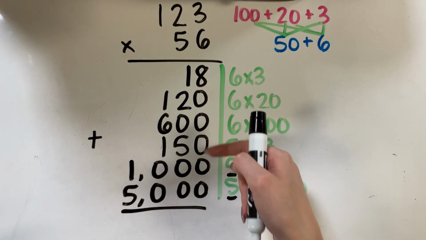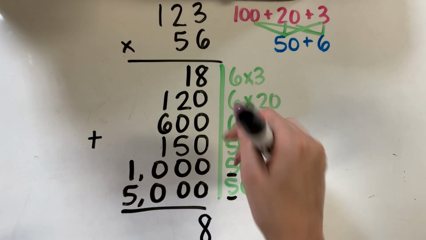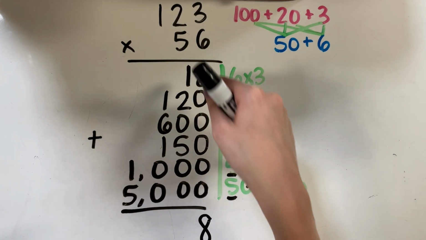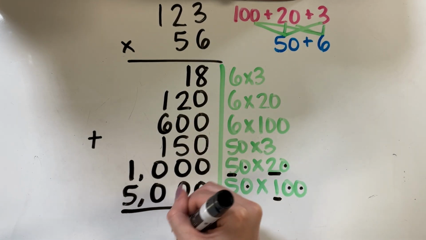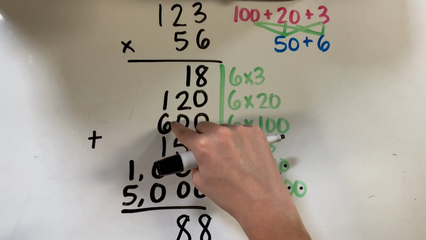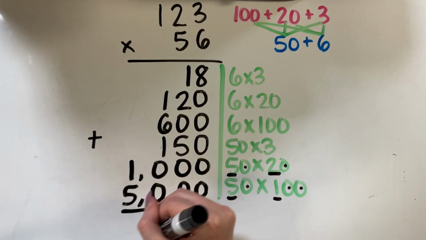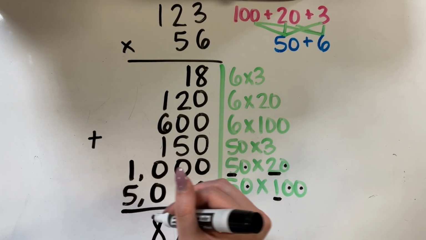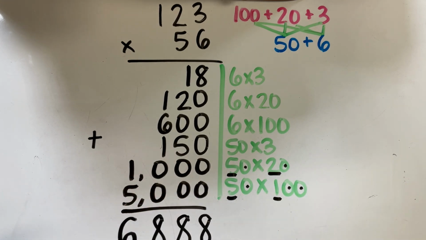8 plus 0 plus 0 plus 0 plus 0 plus 0 is 8. I've got 1, 2, that makes 3, plus 5 more equals 8. 6, 7, 8. Wow, a lot of 8s. And then I've got 5 plus 1, which gives me 6. 6,888 is our final product. And that is how you multiply using partial products.